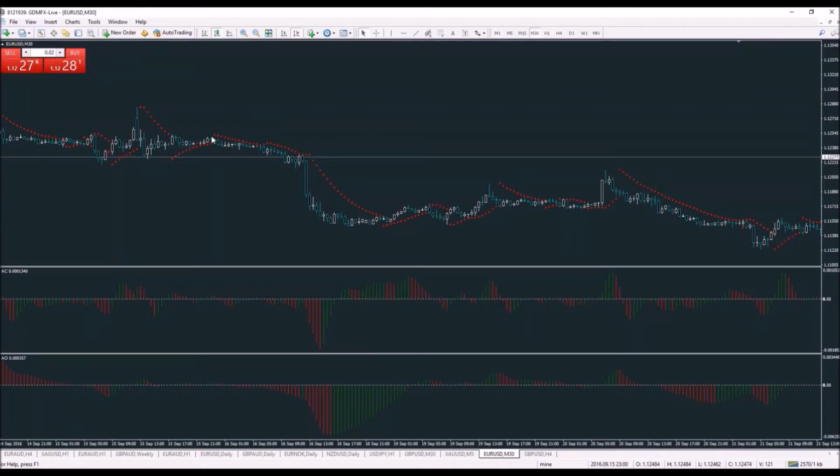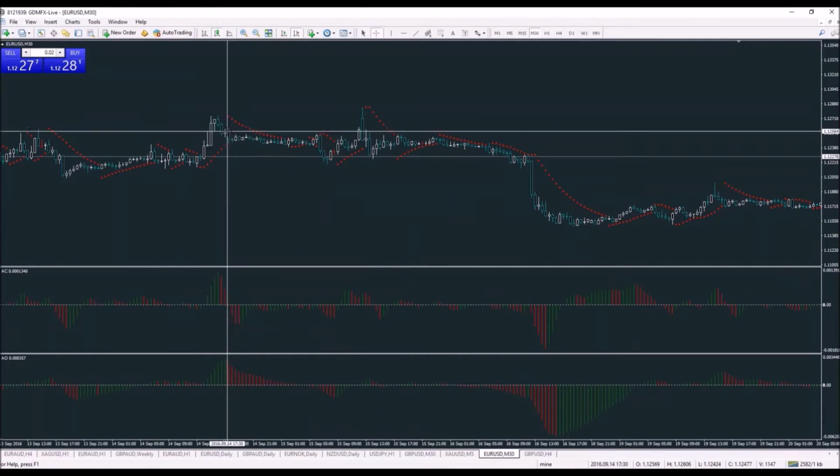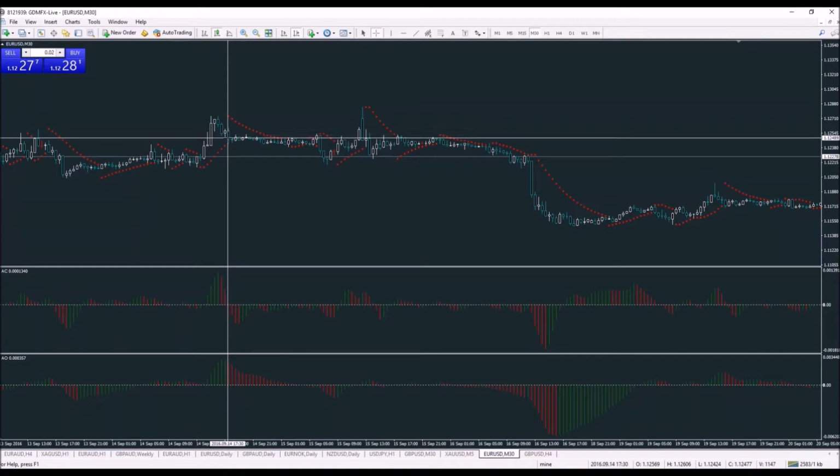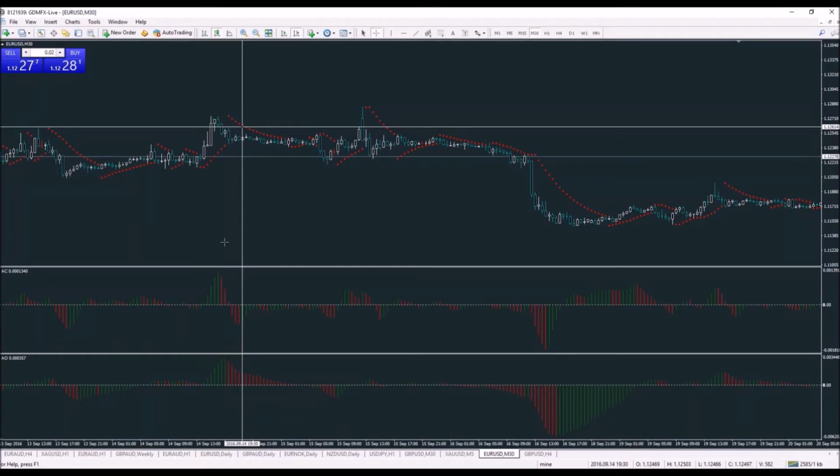Okay, another case, when I keep scrolling back, we can see that fake signal that we receive here. Okay, the parabolic is telling us that the market is going to move lower.